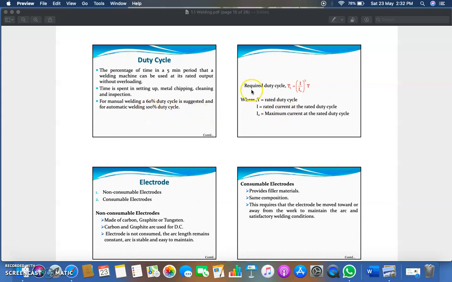Now the required duty cycle TA will be equal to (I upon IA) squared into T, where T is the rated duty cycle. Rated means that it will be standard. I is the rated current at the rated duty cycle.